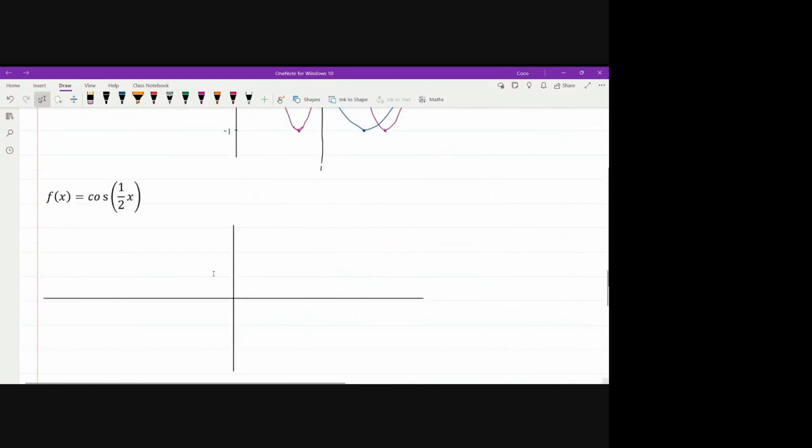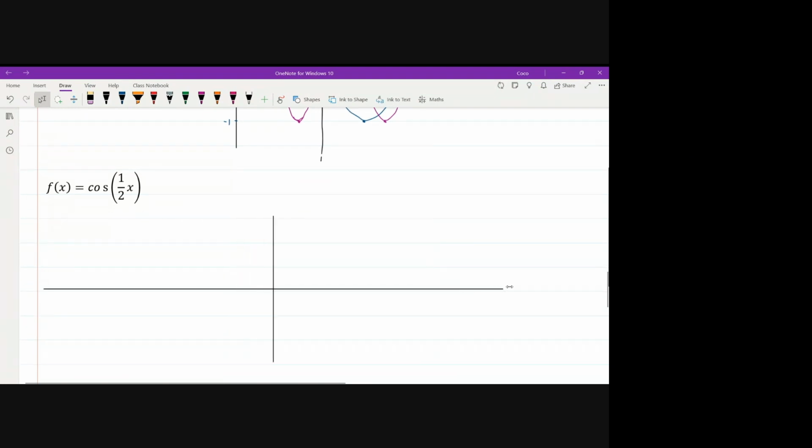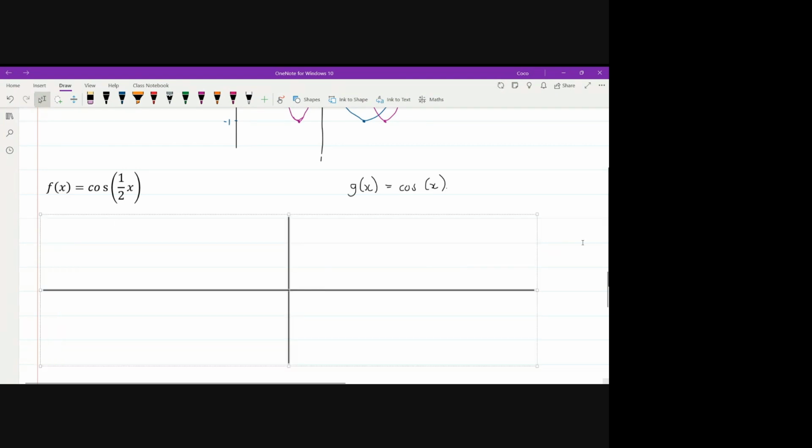Let's look at the next graph. We're going to do the exact same thing we did with the other graphs. Our mother graph, I'll call it g of x, is equal to just cos x. I know that my cos x graph will start at 1.